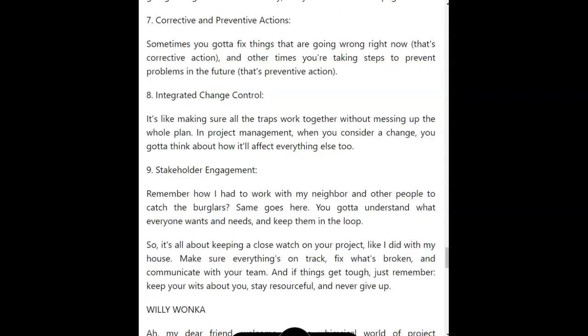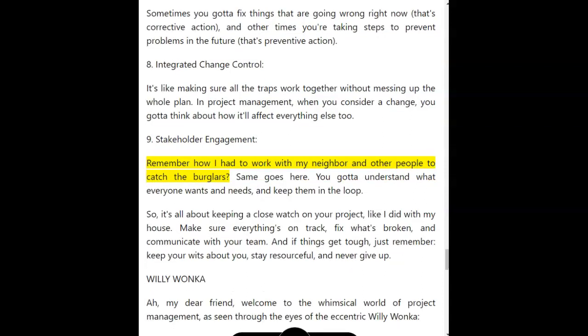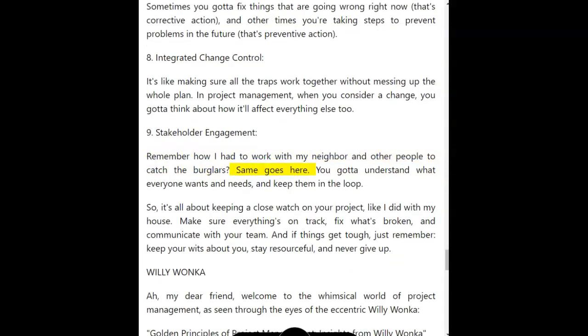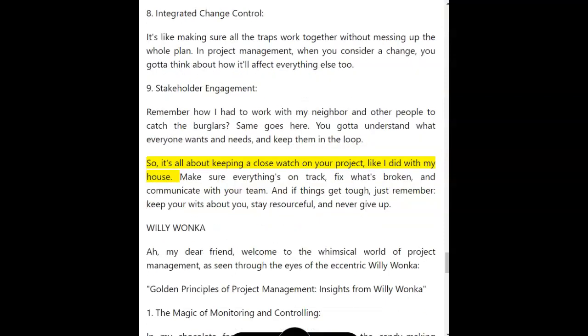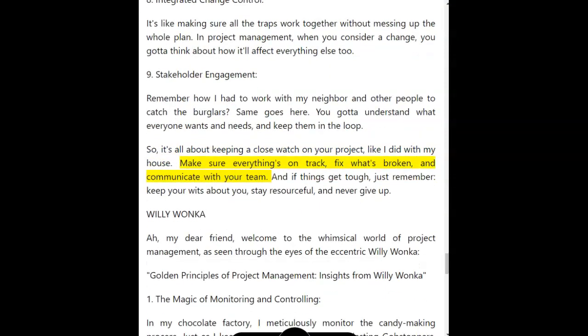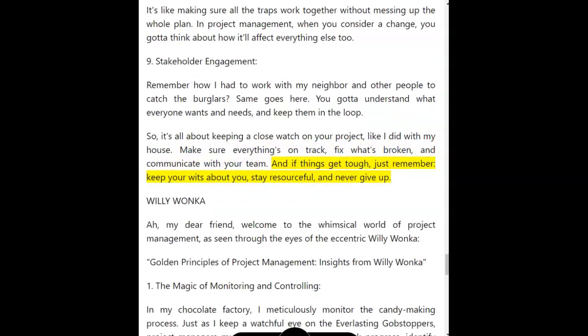9. Stakeholder engagement. Remember how I had to work with my neighbor and other people to catch the burglars? Same goes here. You've got to understand what everyone wants and needs, and keep them in the loop. So, it's all about keeping a close watch on your project, like I did with my house. Make sure everything's on track, fix what's broken, and communicate with your team. And if things get tough, just remember, keep your wits about you, stay resourceful, and never give up.